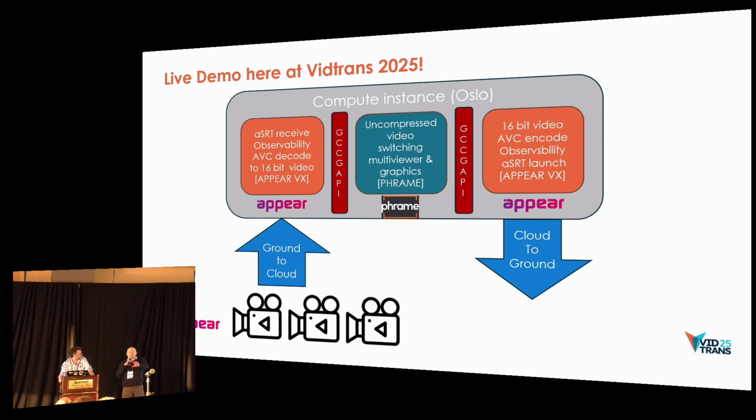RIST is also available, and it's obviously better. There's AVC decode, and we decode it to 16-bit planar video and hand that off to David's Frame software, which does various video processing, logo insertions, video switching, etc. Then it comes back via another GCCG API into other processing, which we do, and then compression, which then gets launched to the ground. So that's the workflow.